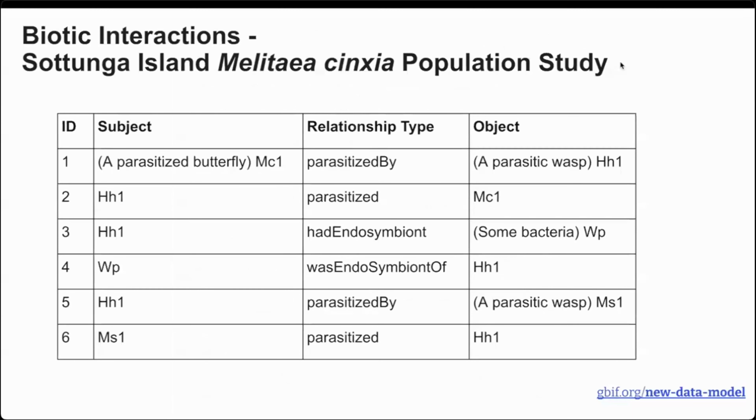What we're trying to capture is the chain of relationships associated with an individual organism, the butterfly, whose identifier is MC1. It's an instance of a taxon whose scientific name is Melitaea cinxia. There are some interesting things to note here, even beyond who's doing what to whom.